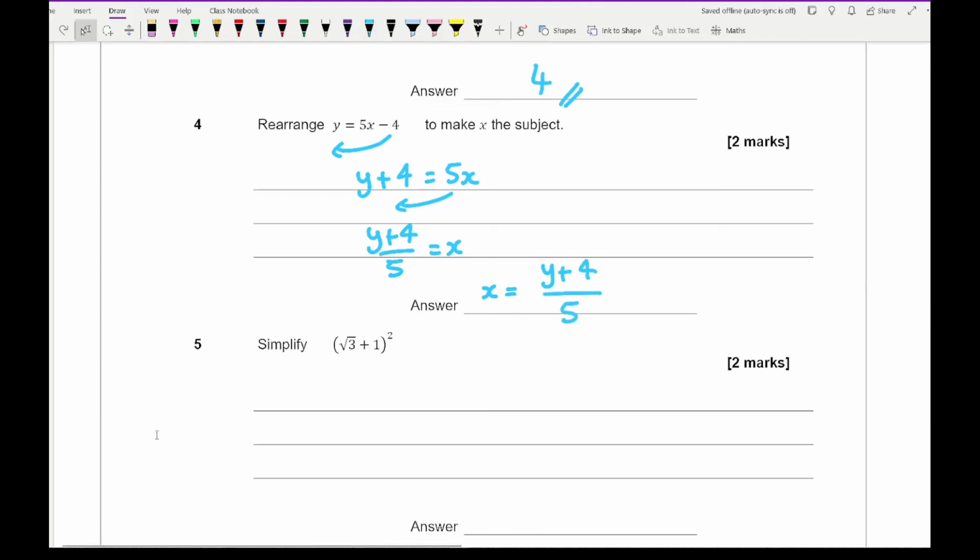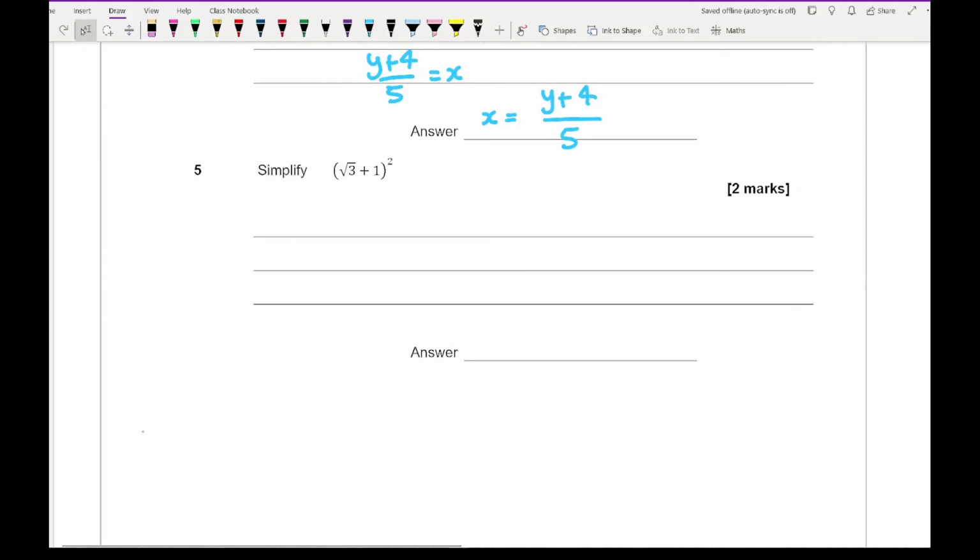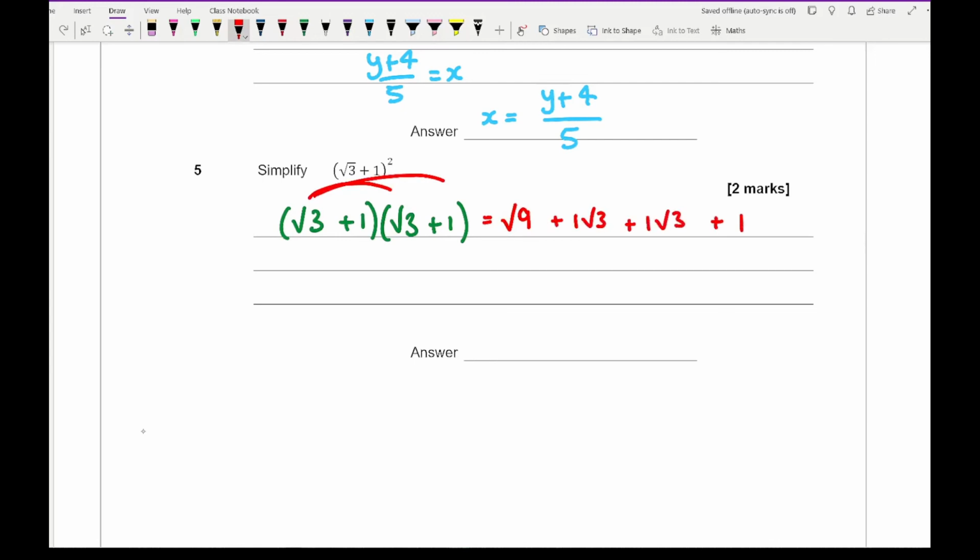Then for the final question, it says simplify. So we need to recognize that here, although we've got bracket squared, that this is a double bracket question. So this is root 3 plus 1, root 3 plus 1. Then using our brackets, we've got root 3 times root 3, which is root 9. Then we've got plus 1 root 3 plus 1 root 3 plus 1 squared. Now root 9 is just 3. And then if we join these two things here, we get 2 root 3 plus 1. And then if we join the 3 and the 1 together, we get our final simplified answer is 4 plus 2 root 3.